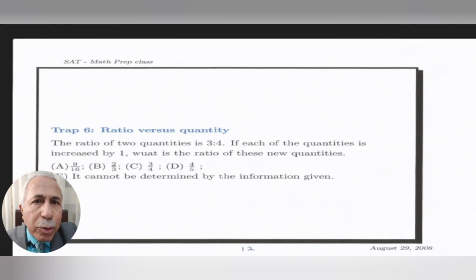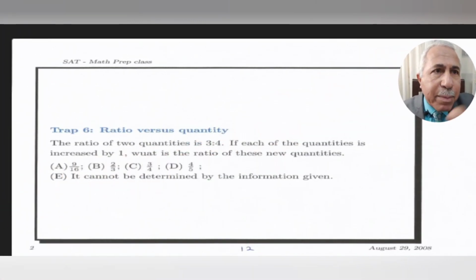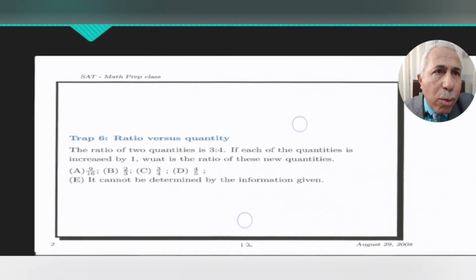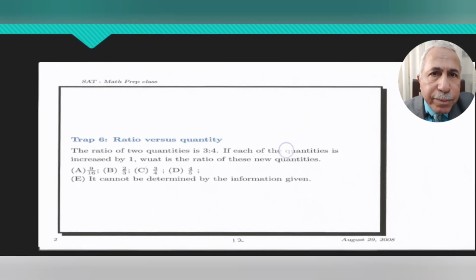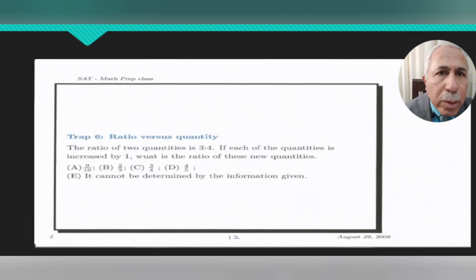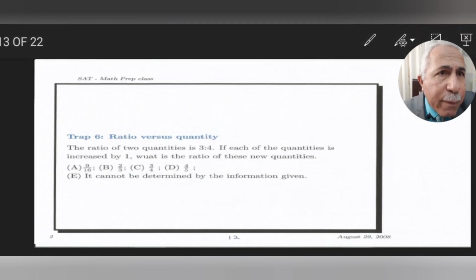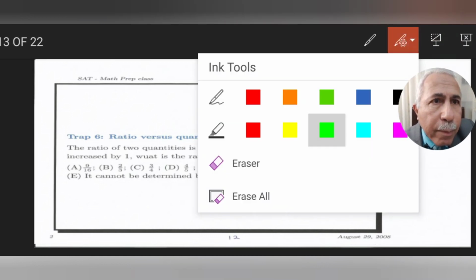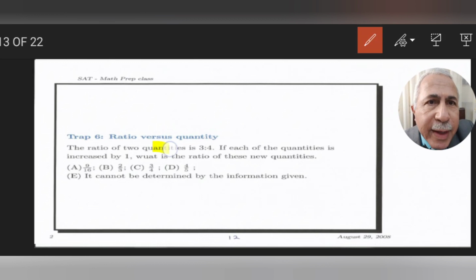I said we are going to read it very carefully, as I explained before, and we'll see what the important part is in this question. The ratio of two quantities. Be careful, this is the first important point. The first thing is quantity. Quantity is very important for me, so I'm dealing with quantities. Ratio is always for quantities. The ratio is 3 to 4.